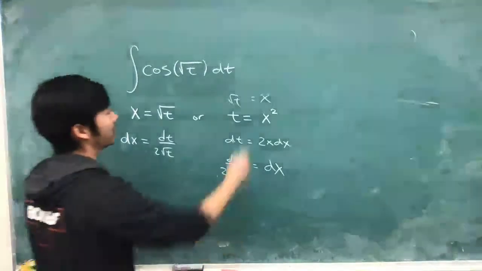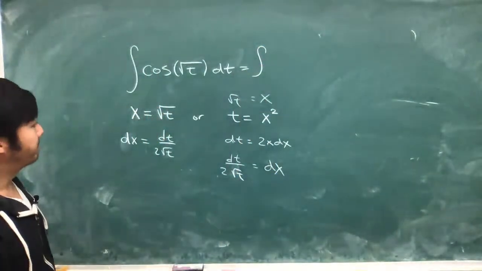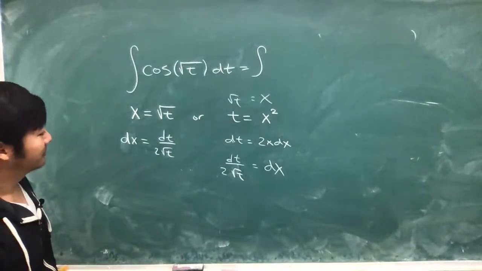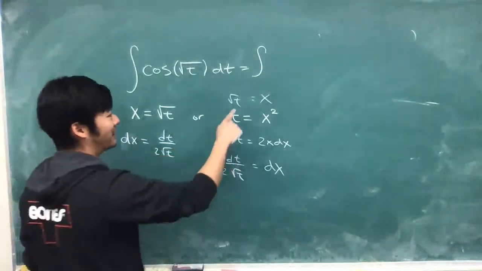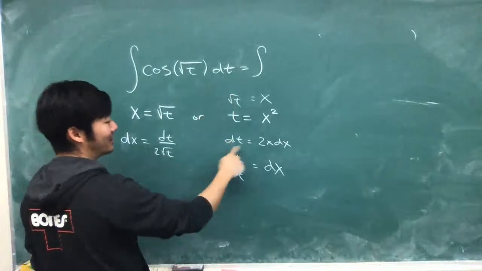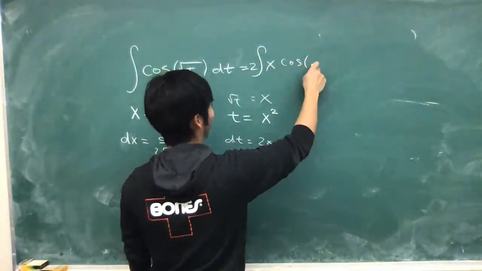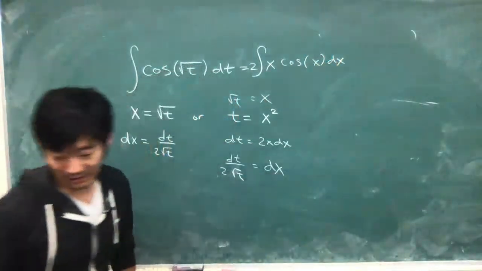Anyways, so this is going to be, what is it going to be? All right, we don't want to go here. We want to actually go here. So dt is 2x dx, and then root t is x and dx.